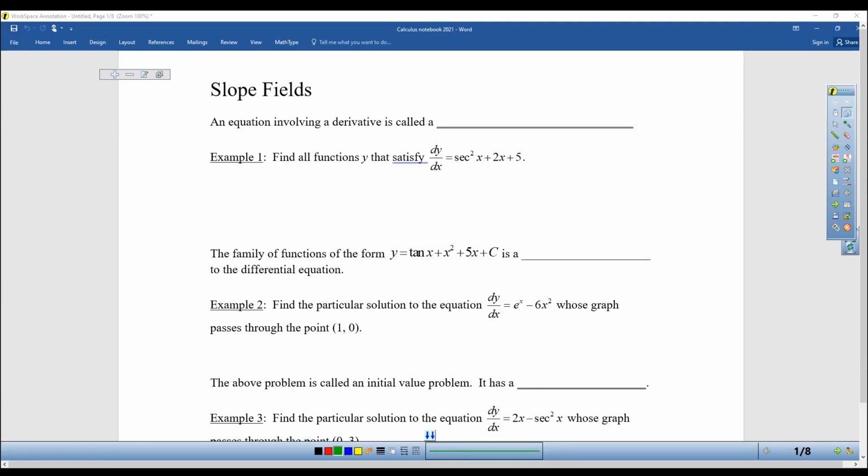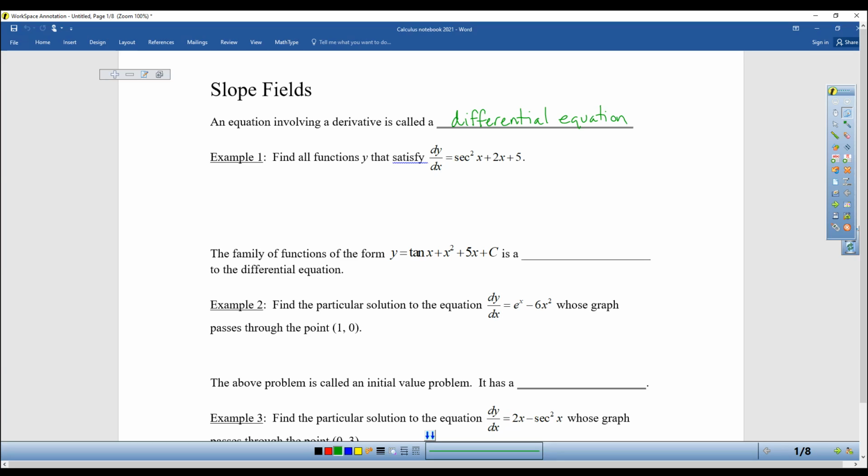An equation involving a derivative is called a differential equation. In college I took an entire class called Diff-EQ, which was differential equations, learning how to solve all the ones that we don't learn how to solve in calculus. There are so many more that don't fit into this beautiful little mold that we've been creating for you. But let's talk about the ones that we do know how to solve.